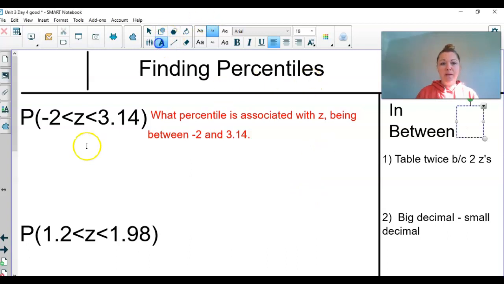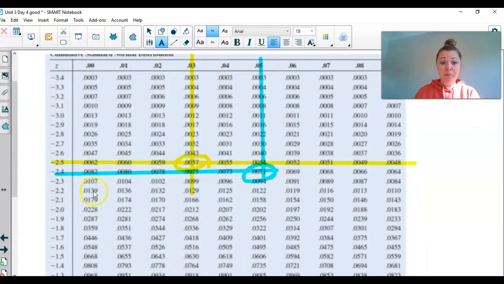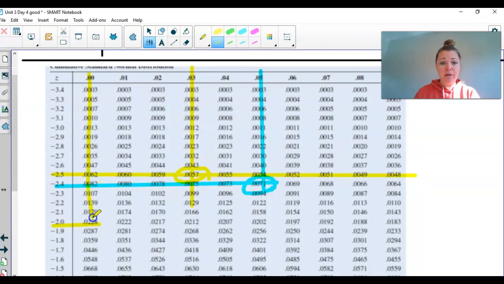So in step one, let's go to the table for -2 first. Okay, so if I go back to my table, my first two digits is -2.0, right? -2.0, and my last digit is also 0. So that gives us a decimal 0.0228.